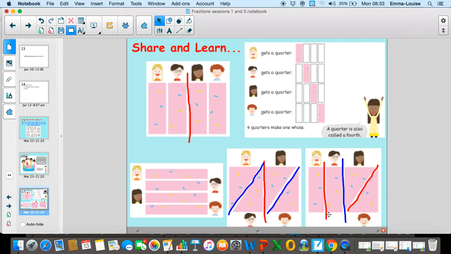Sometimes we can use squared paper in maths to prove to you that if I were to cut the cake like this, every child would have the same number of little squares inside. This could be something you could investigate at home if you're still finding that tricky to believe.